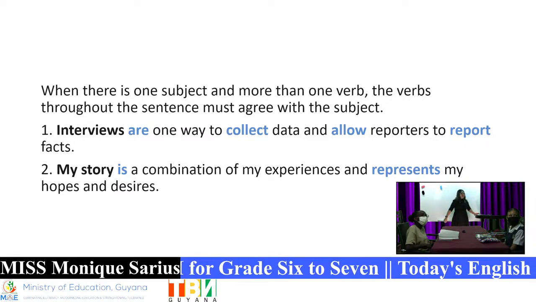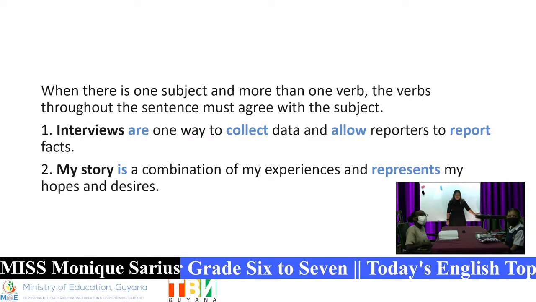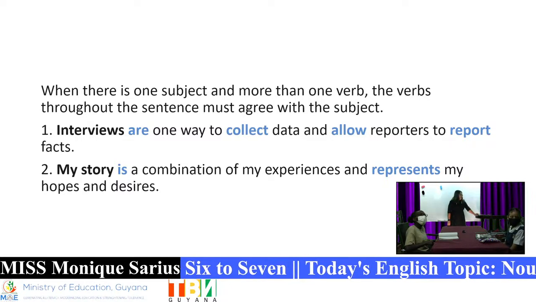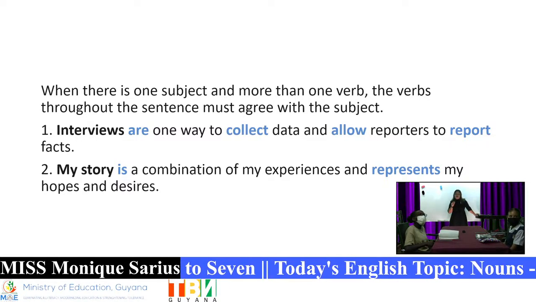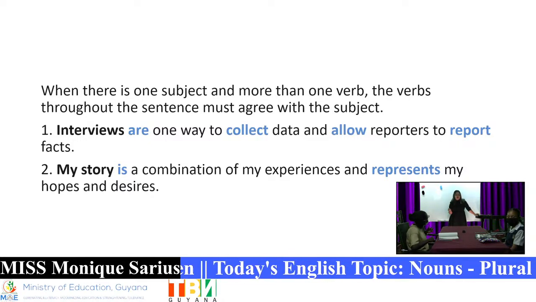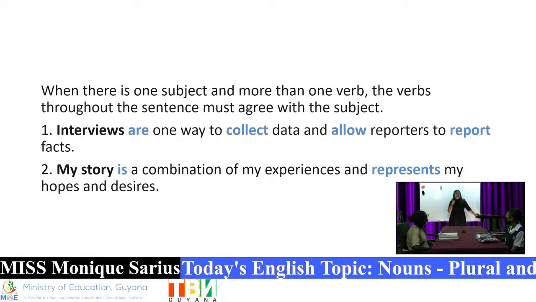So let's look at this. This is a new type of rule again: when there is one subject and more than one verb. In the example just now, we had more than one subject. In these examples here, we're going to have more than one verb. So let's see how it goes.